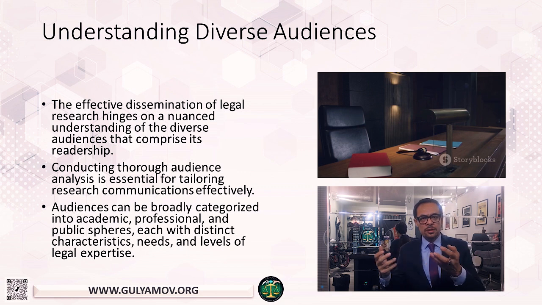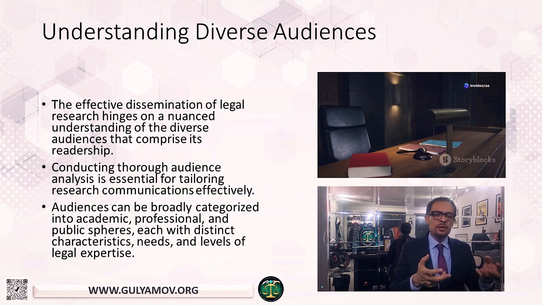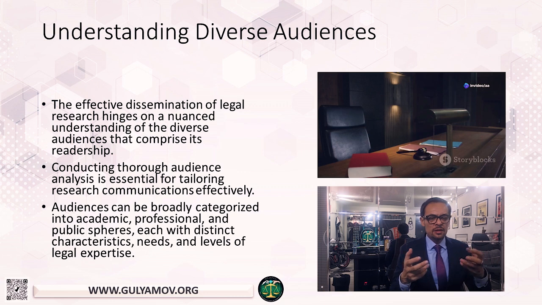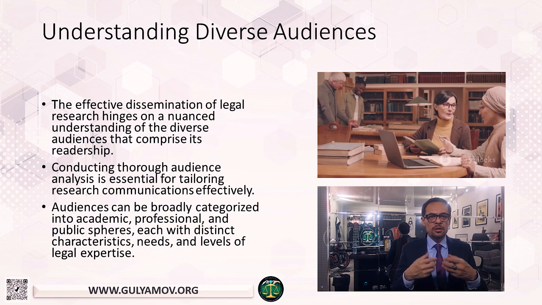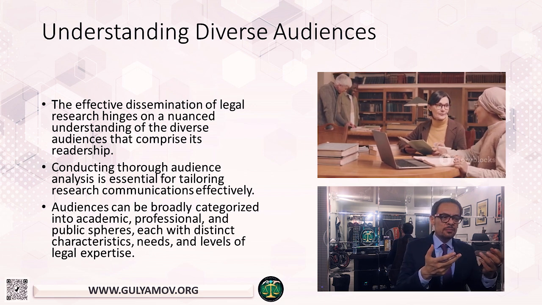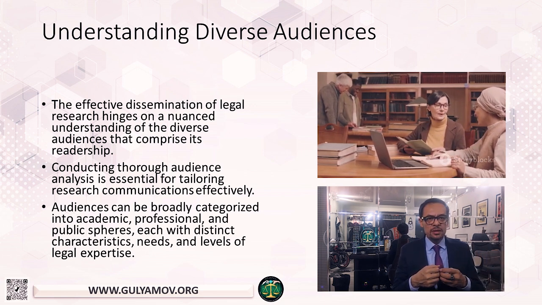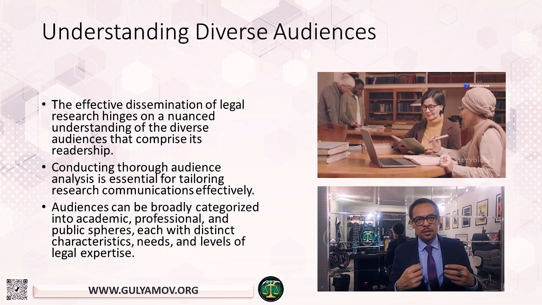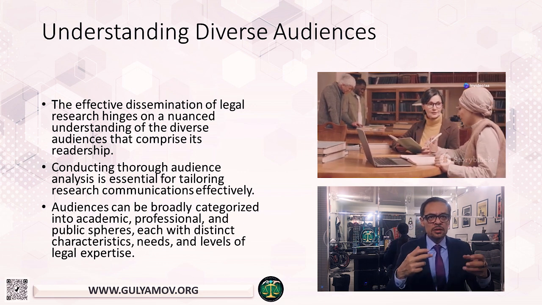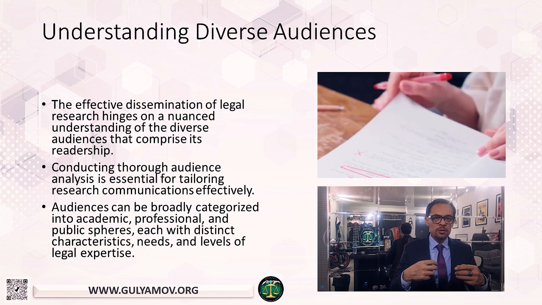Conducting thorough audience analysis is essential for tailoring research communications effectively. This process involves identifying key stakeholders, assessing their knowledge levels, and understanding their specific interests in the research topic. For instance, a study on privacy law implications of emerging technologies might be presented differently to data protection scholars, corporate legal departments, legislative committees, and consumer advocacy groups.